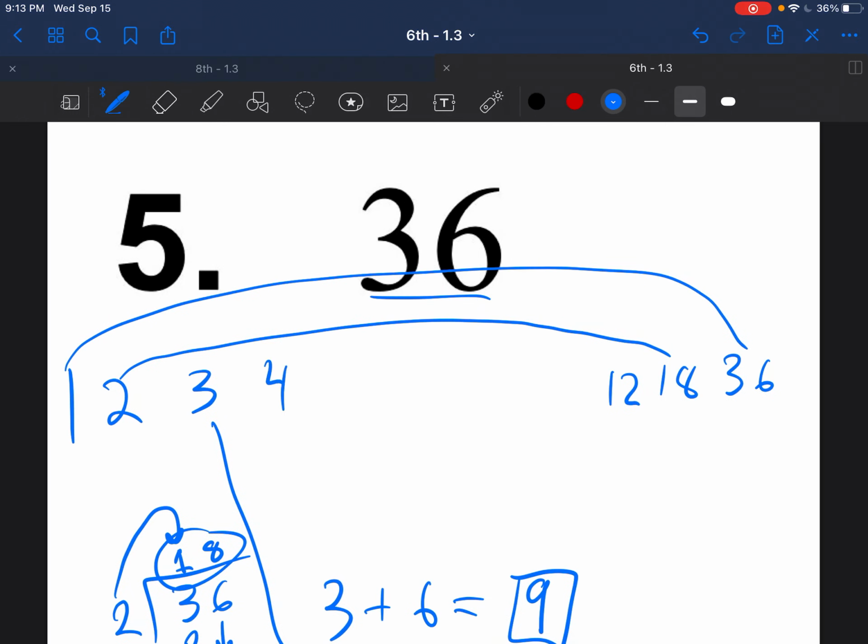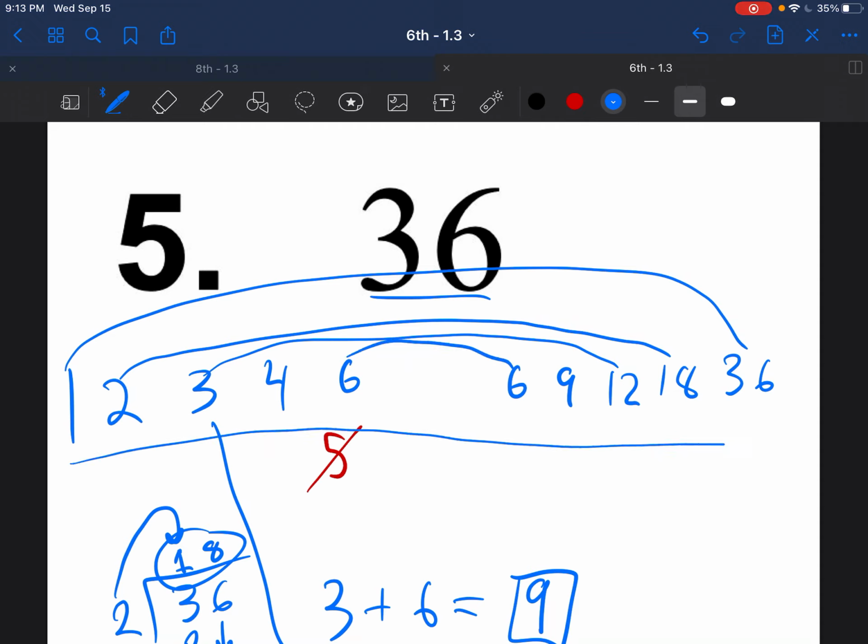Does 4 go into there? Yes, it does. 4 times what number will give me 36? That's going to be 9. 9 times 4 is 36. Does 5 go into there? Nope. 5, 10, 15, 20, 25, 30, 35, 40. Nope, doesn't. Last one that does go in there is going to be what? 6. 6 times what number gives me 36? 6. 6 times 6 gives me 36. So our factor pairs for the number 36 are 1 and 36, 2 and 18, 3 and 12, 4 and 9, and 6 and 6.